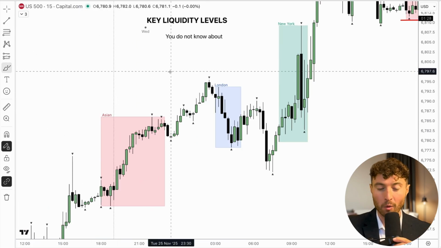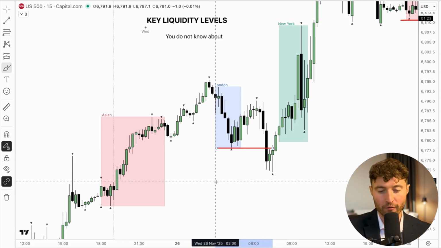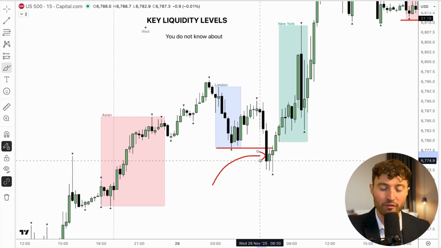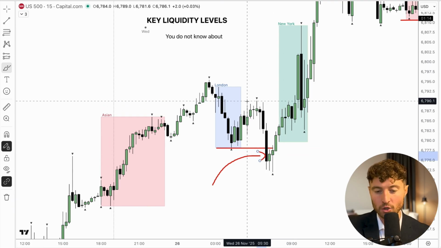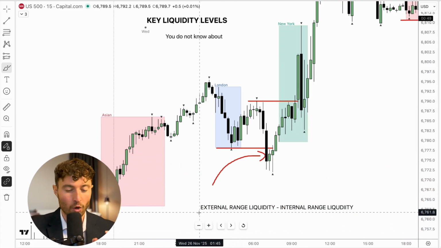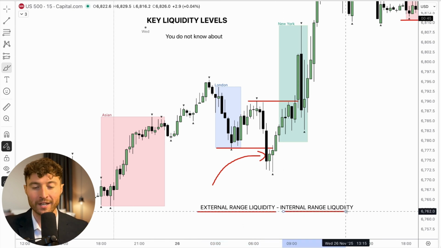Something to note here, this is what we classify as external range liquidity. So what you're going to be looking for is, can price take out external range liquidity below a previous session's low? And then what you're going to be looking for is, okay, once we've seen that, we're going to be trading to internal range liquidity. So it's very important to note that price always moves from external range liquidity to internal range liquidity.